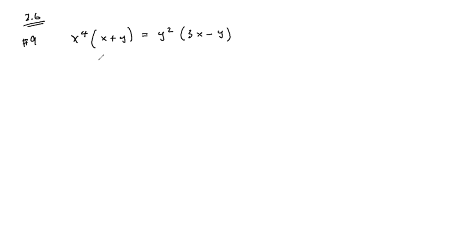So how did you start it, Yesenia? I multiplied it first, simplified it. Yes, that's the best way to do it. So it'll be x to the fifth plus x to the fourth y equal to 3xy squared minus y to the third.